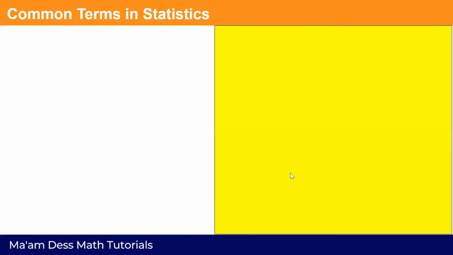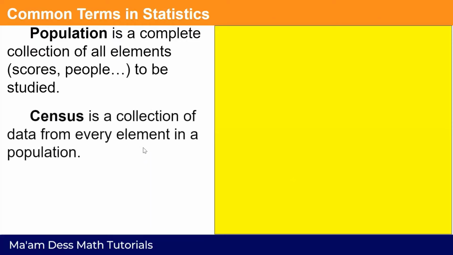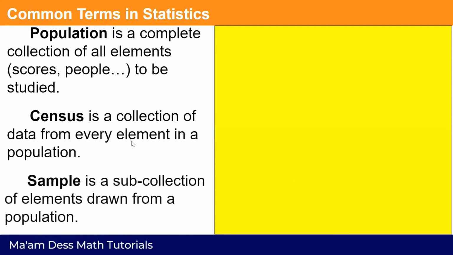Okay, next, the common terms in statistics. The first one is the population. It's a complete collection of all elements, scores, people, and so on to be studied. Next, census is a collection of data from every element in a population. Next, sample is a sub-collection of elements drawn from a population. So, kung malaki po yung population natin, pwede po tayong kumuha na lang ng sample for our data or for our information.